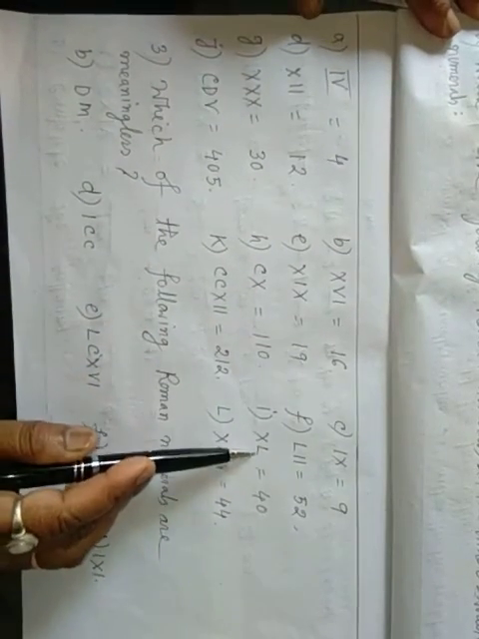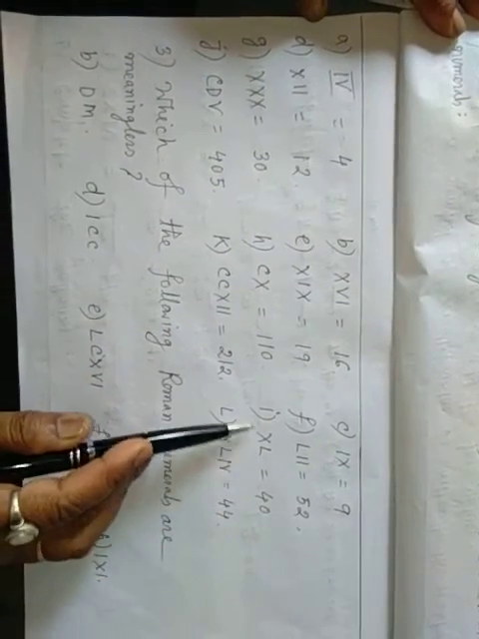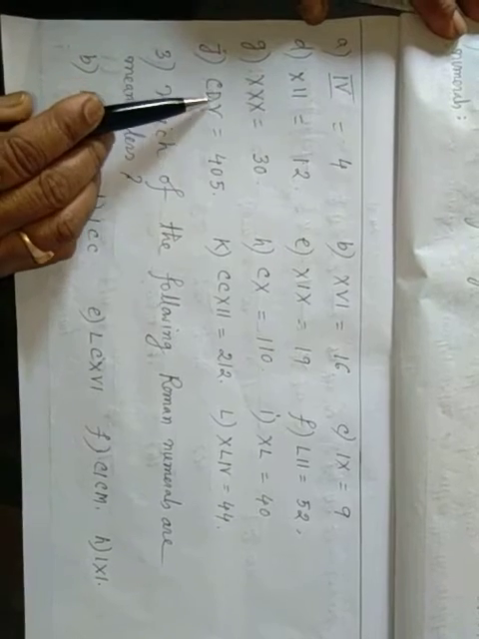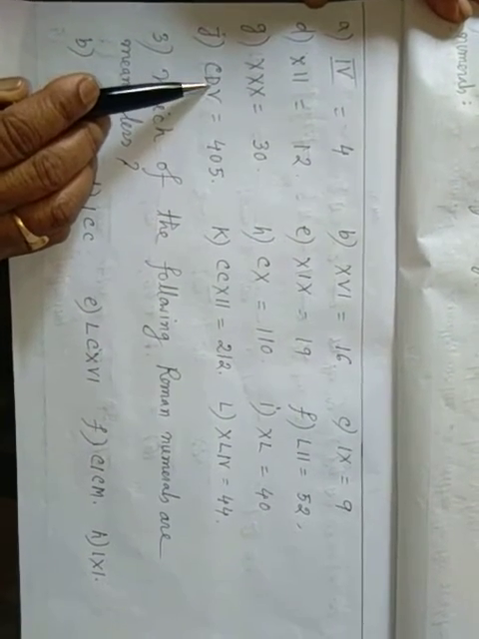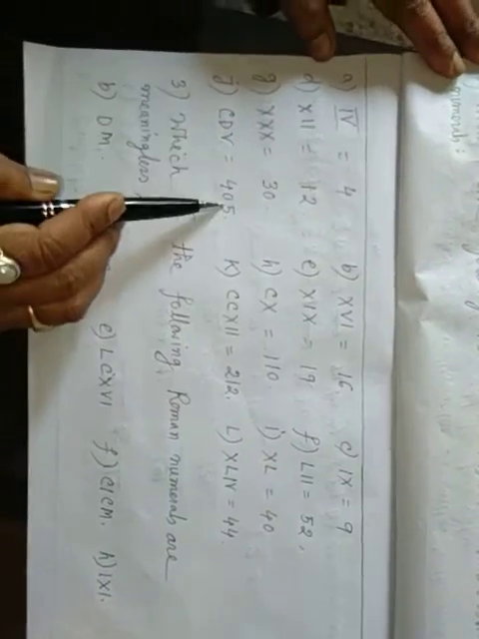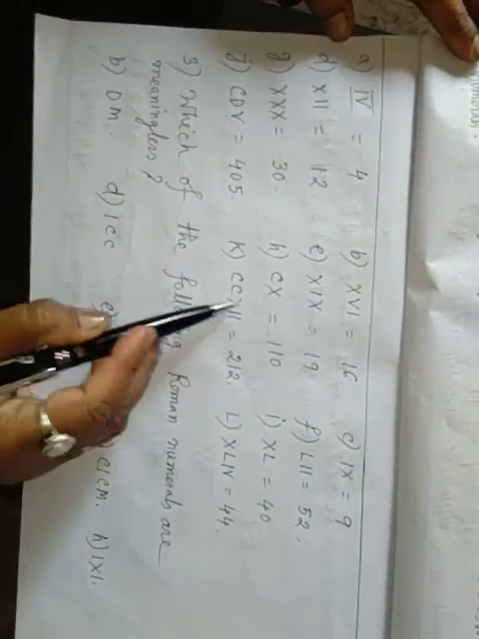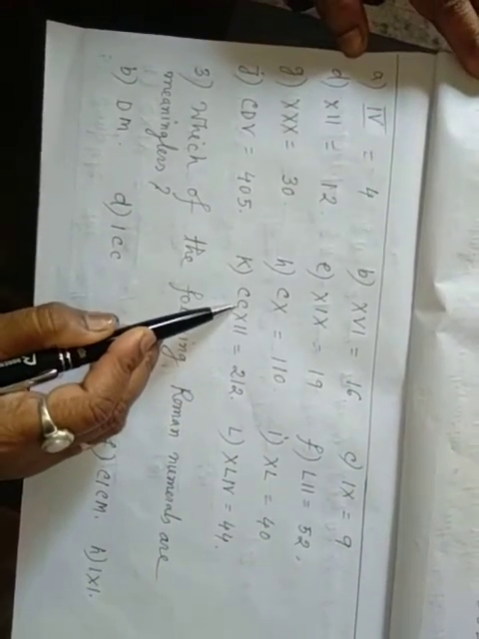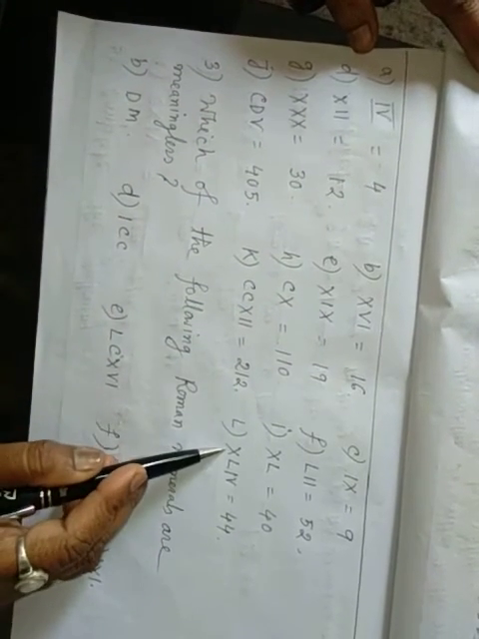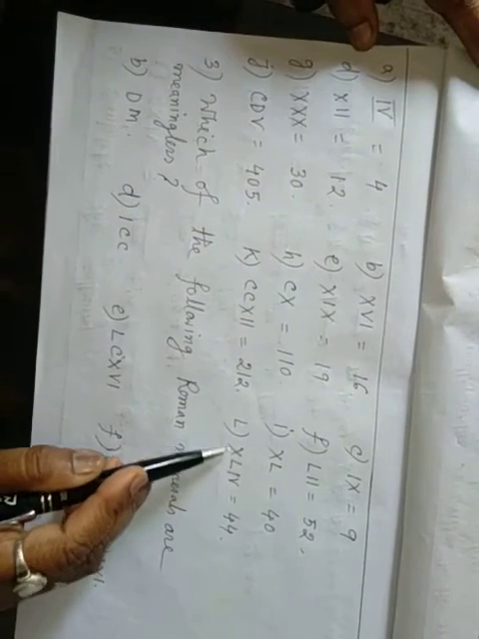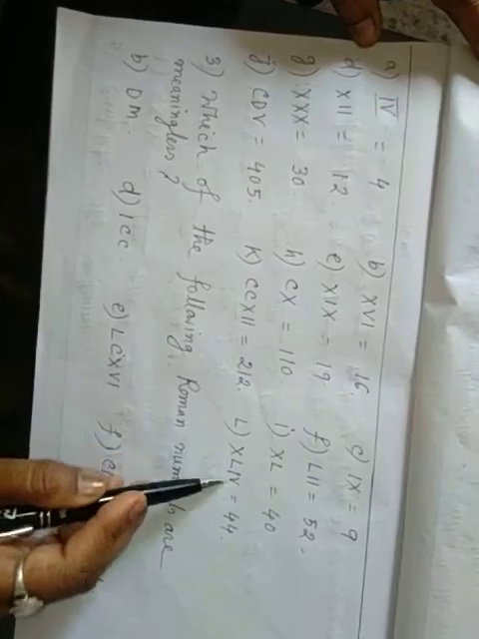CX is 100 plus 10, 110. XL is 50 minus 10, 40. CDV: C means 100, D means 500, 500 minus 100 is 400, so 405. CCXII: CC means 200, so 212. XLV: L means 50 minus 10 is 40, so 45.